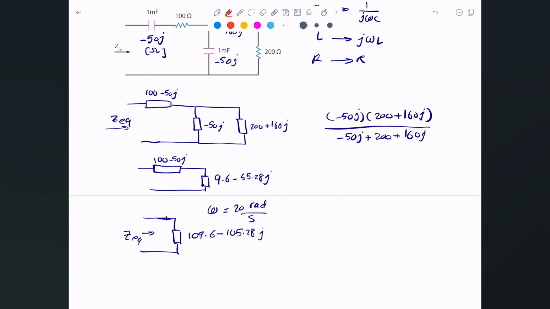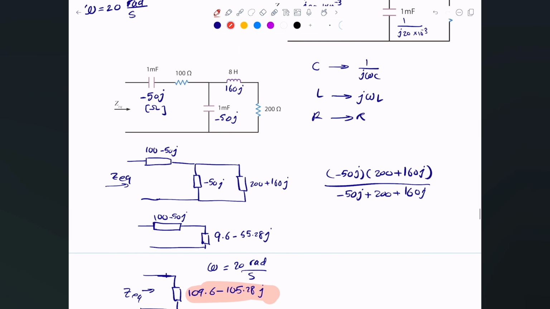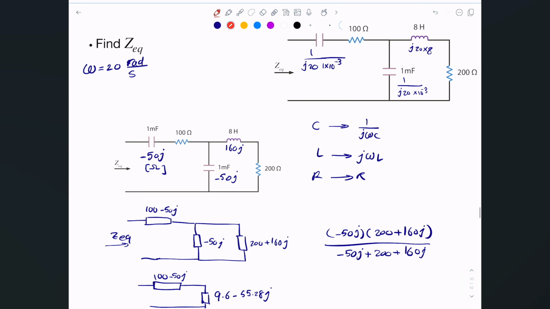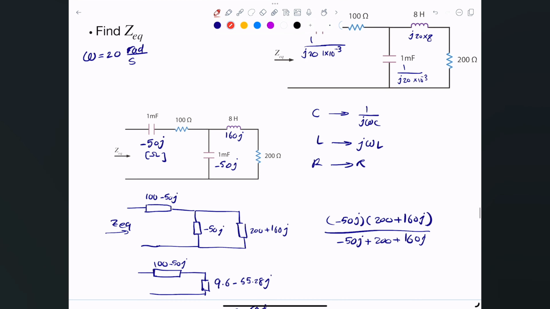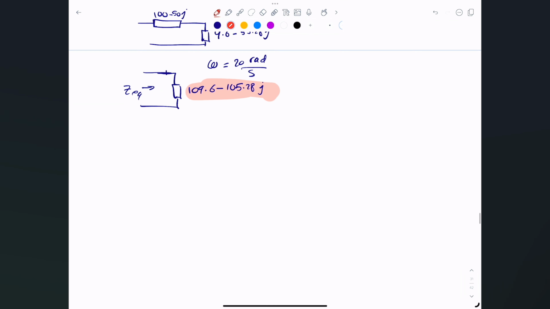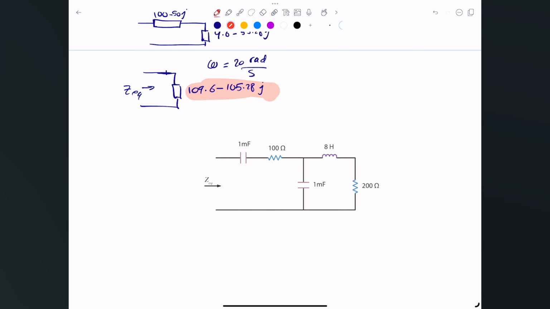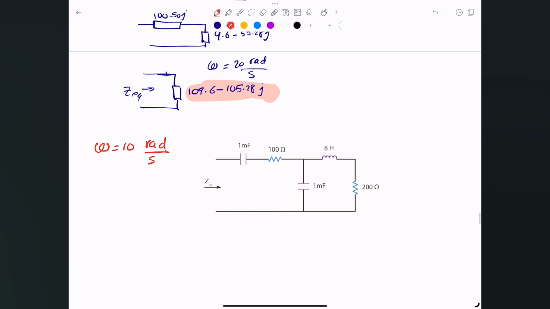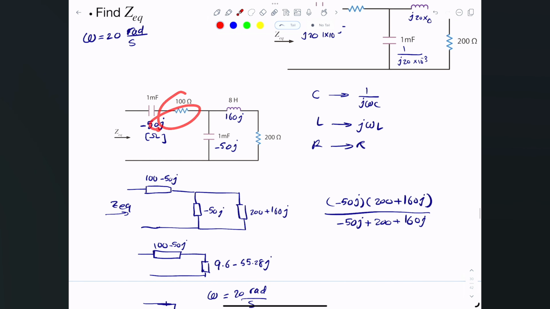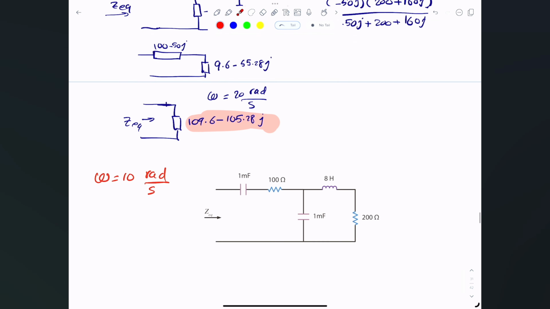We can do the same type of analysis with a different frequency. I'll do that quickly, just to show you the combination, though you should be able to do it. It's the same procedure, but now I'll do the conversion for the circuit with omega being 10 radians per second versus 20 radians per second. So these values will be slightly different. How different will they be?